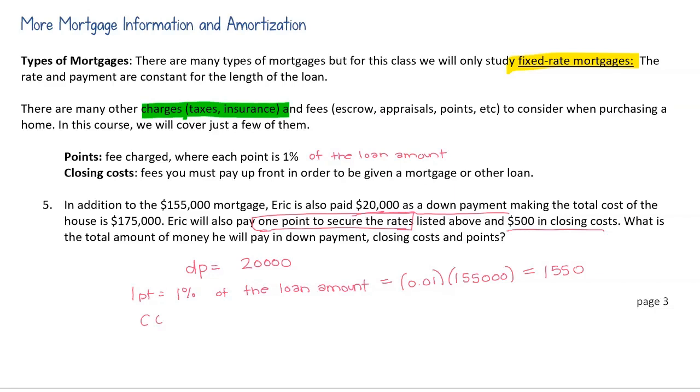Then he has closing costs of an additional $500. So we're going to add the $20,000, the $1,550, and the $500. Let's add those all together to find the total amount. We get 20,000 plus 1,550 plus 500. This is going to be $22,050 in total closing fees.